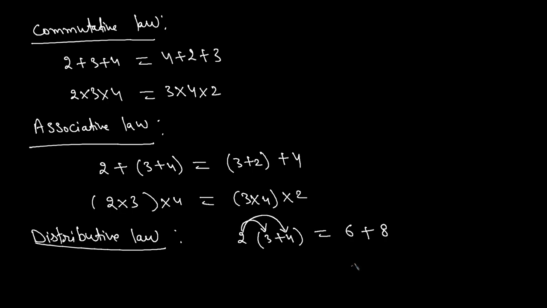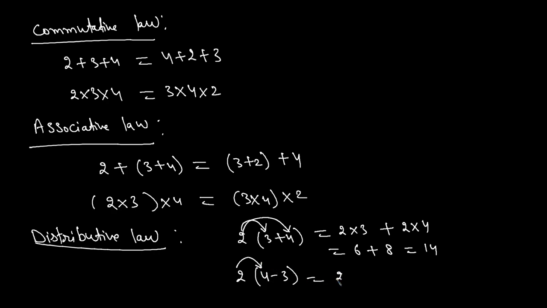Let me rewrite it again. 2 times 3 plus 2 times 4 gives me 6 plus 8, and the answer is 14. Or let's say the grouping is a difference and we are multiplying it by a number, same thing. 2 times 4, we're distributing the 2, then minus, keeping the sign here, 2 multiplied by 3. 8 minus 6 is going to be 2.